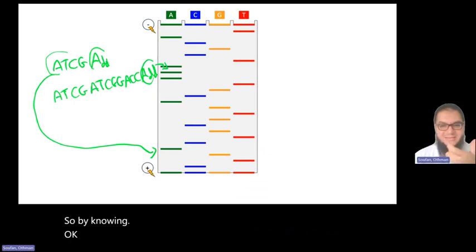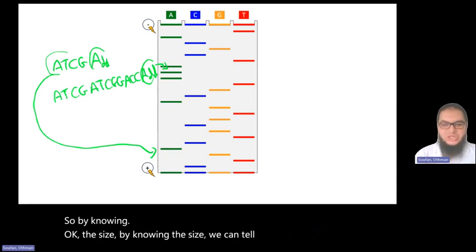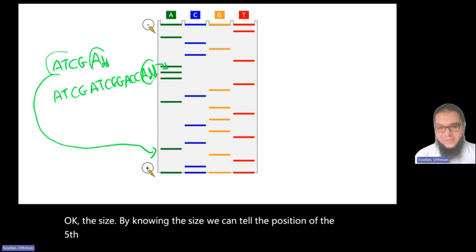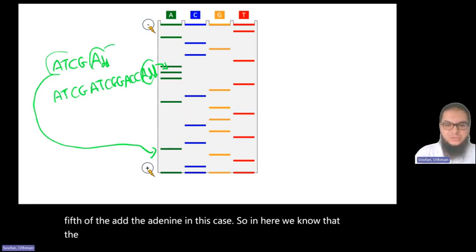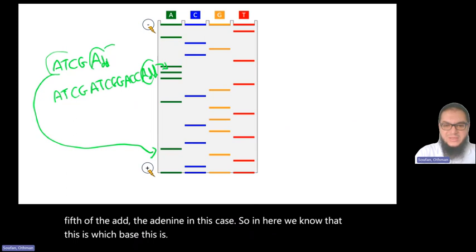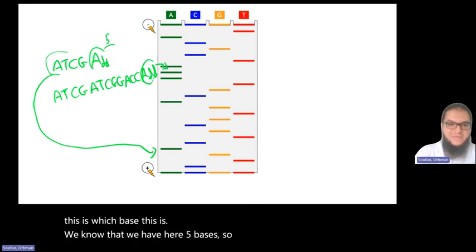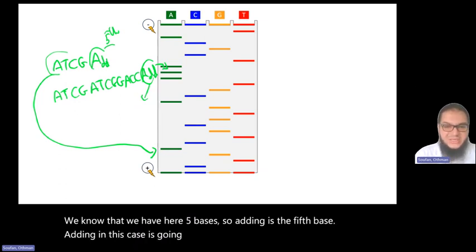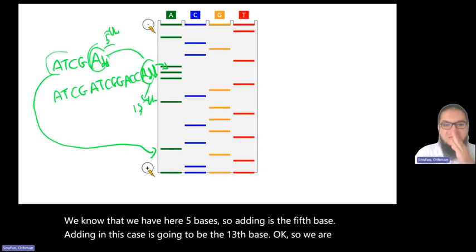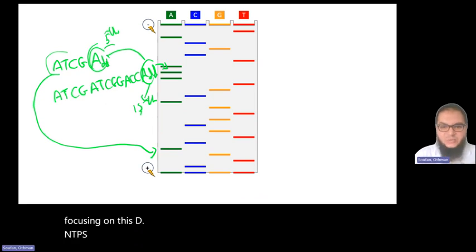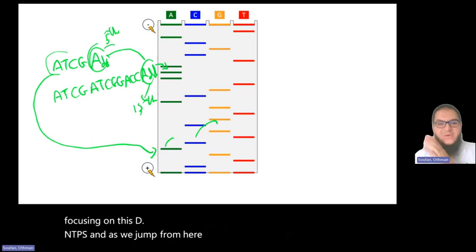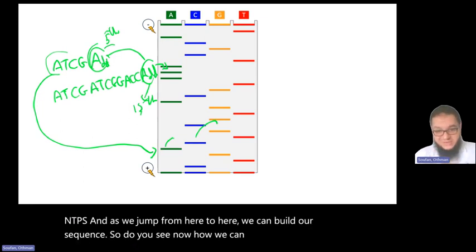So by knowing the size, we can tell the position of the ddA, the adenine in this case. So in here we know which base this is. We know that we have here 5 bases. So adenine is the 5th base. Adenine in this case is going to be the 13th base. Okay, so we are focusing on these ddNTPs, and as we jump from here to here, we can build our sequence. So do you see now how we can build our sequence?